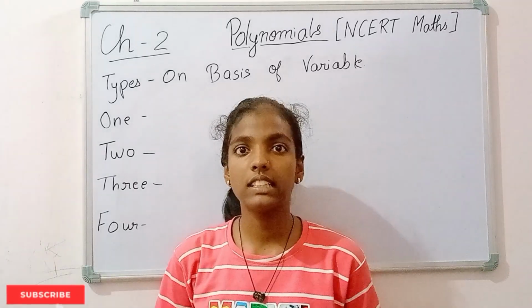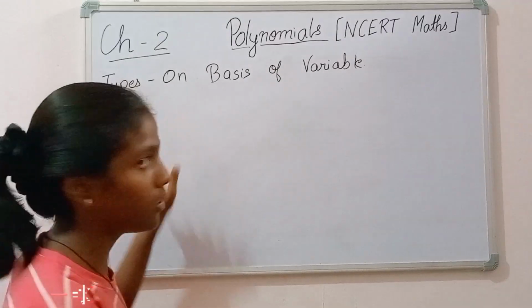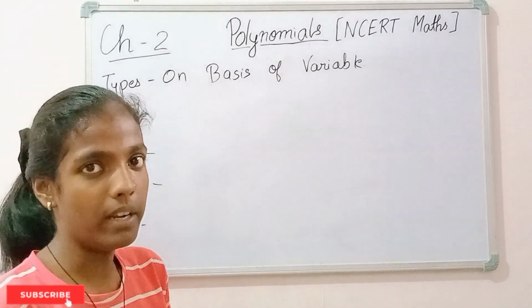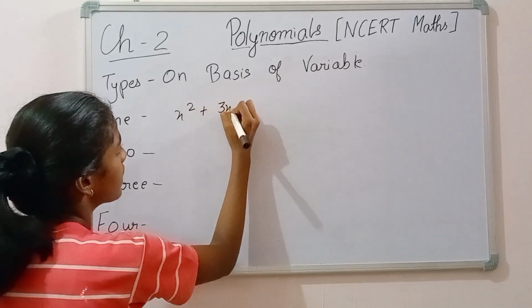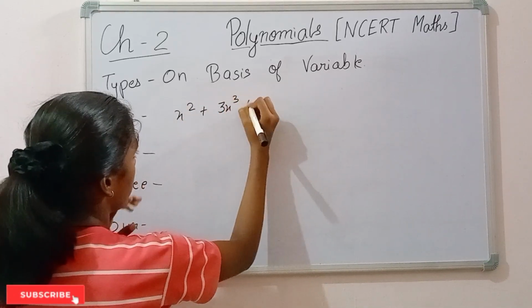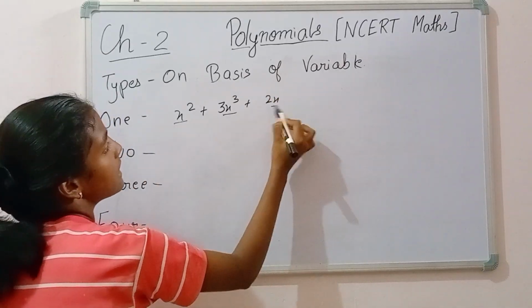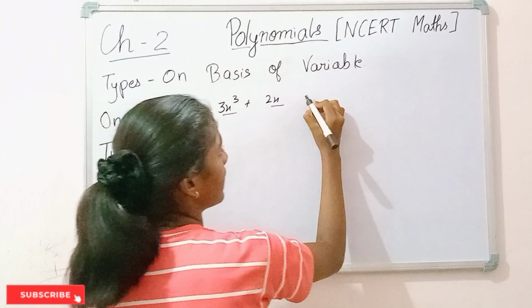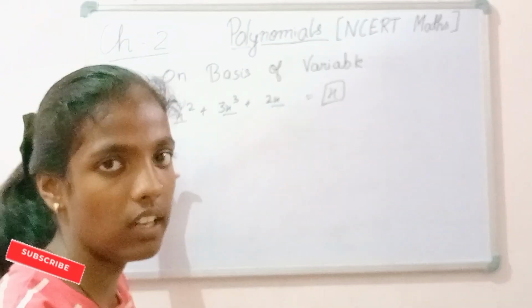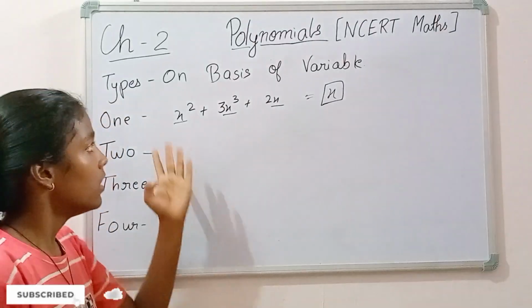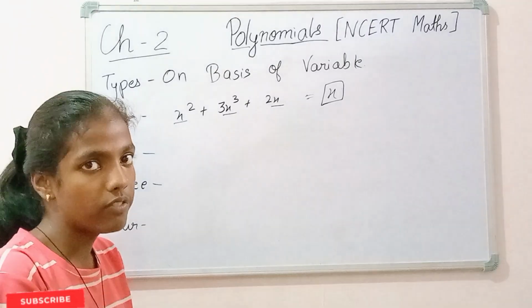So firstly let us understand about polynomial in 1 variable. In 1 variable refers to that it has only one alphabet. For example, x squared plus 3x, x cubed plus 2x. So here this has only one alphabet, that is x. So here this is polynomial in 1 variable. We don't have to see how many times it is repeated. We have to just see whether it is the same alphabet or not.